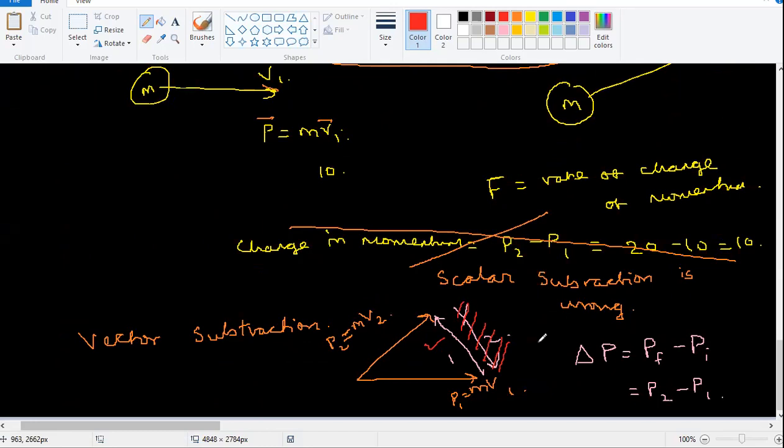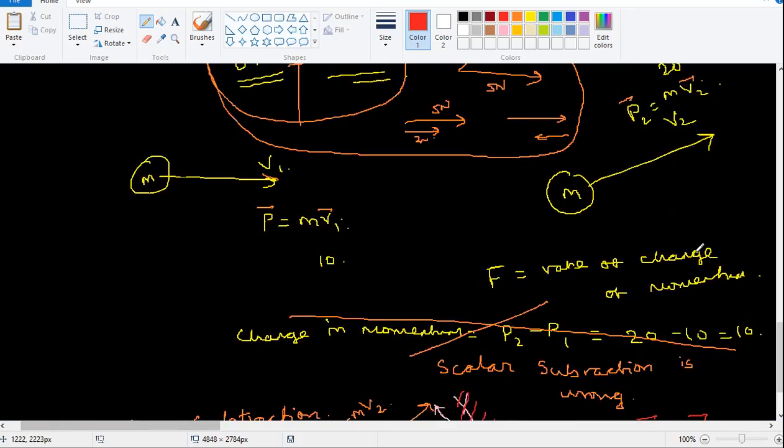Change in momentum, del P. So here also I made a mistake. I'm supposed to show it as P2 vector minus P1 vector. Take it down. Anybody still copying? Can I move on? Yes, sir.